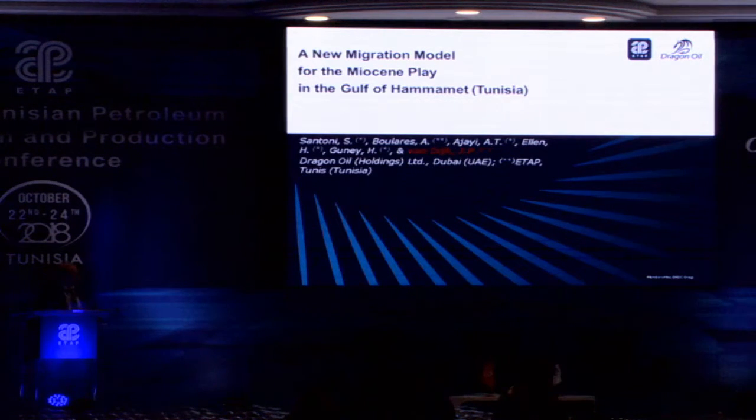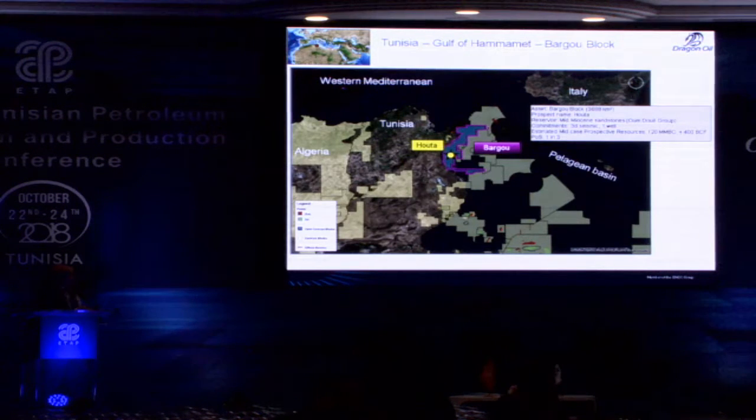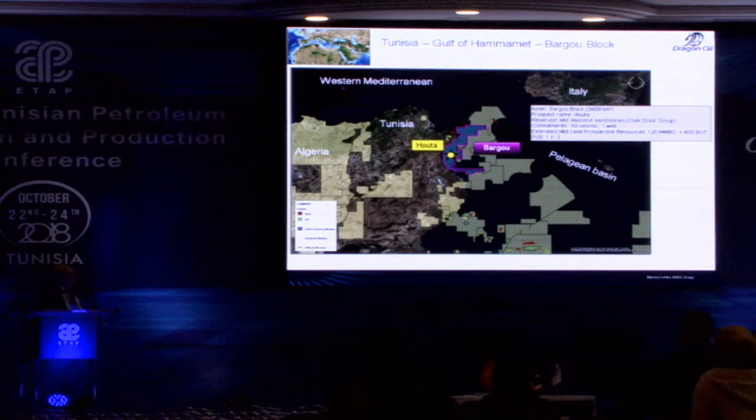So let's go into the introduction for those who didn't see the presentation this morning, where we are. This is the Bargoo license of Dragon Oil. Dragon Oil is a company that works in 6 or 7 countries in the Middle East and North Africa, and this is one of our offshore exploration licenses. We have producing licenses in Iraq, Turkmenistan, Algeria, Egypt, Afghanistan, and this is our license in Tunisia, where we already have drilled a well and we took over the operatorship from Cooper Energy some time ago.